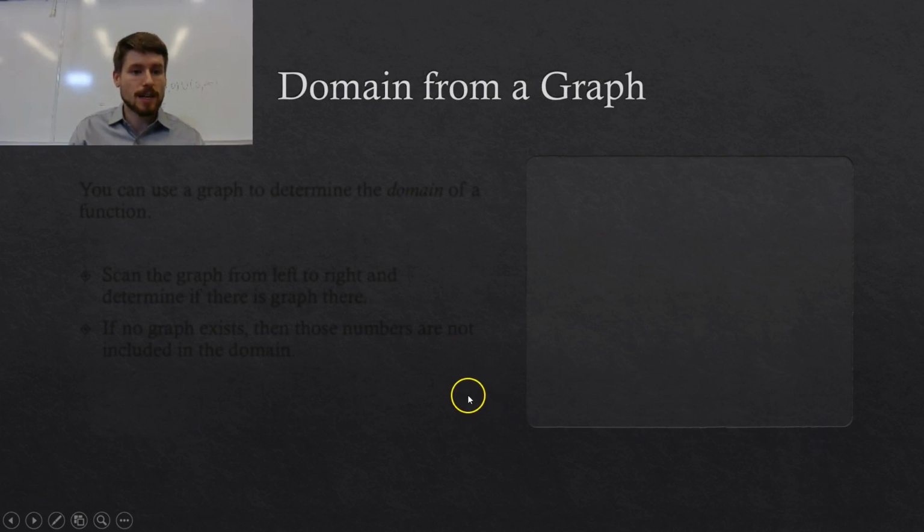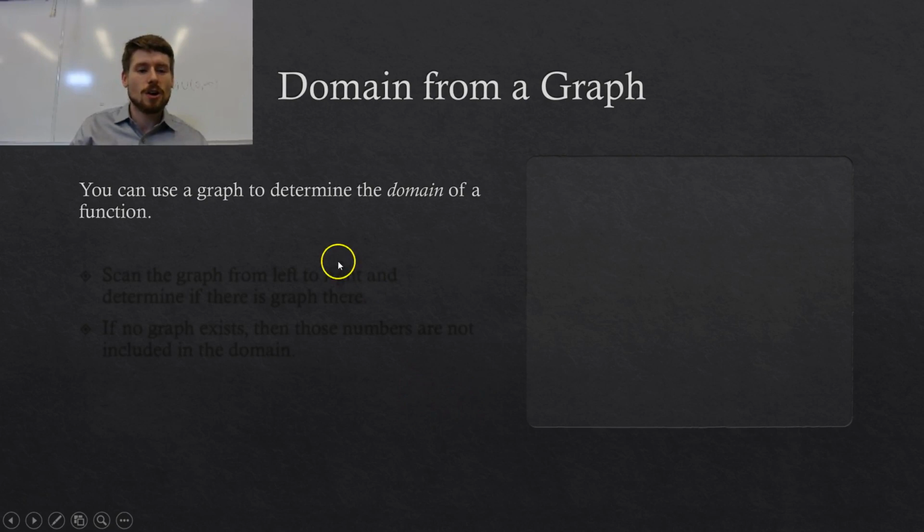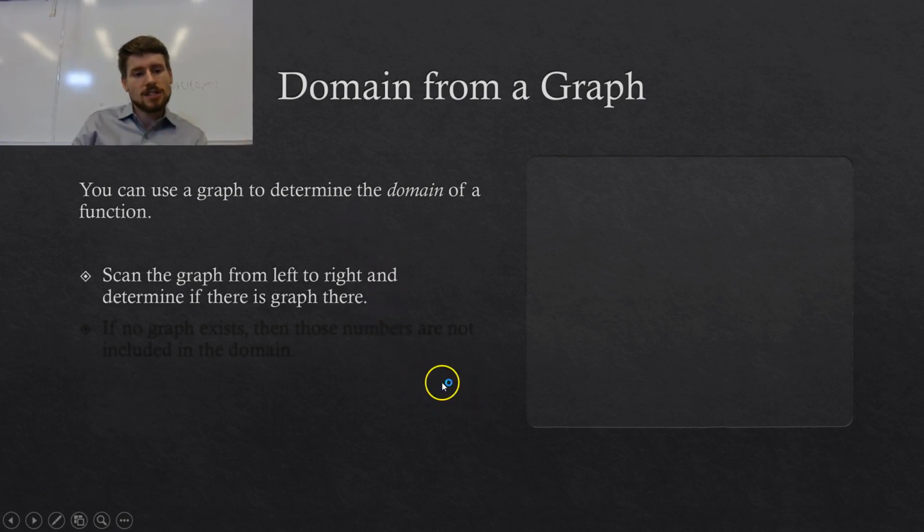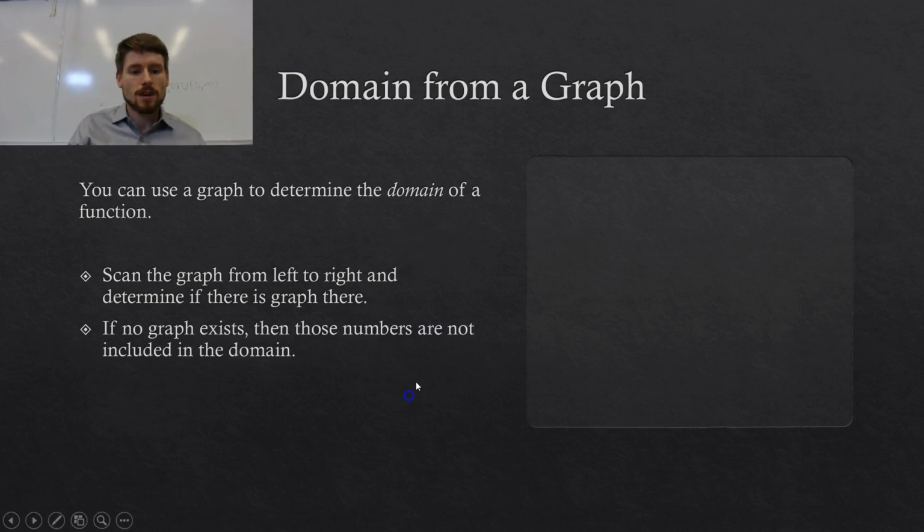I'm going to tell you how to get domain from a graph. So you can use the graph to determine the domain. Basically, what you want to do is scan the graph from left to right. So you're going to walk across the graph and see if there is a graph there. And if there is no graph as you're scanning, then those numbers are not included in the domain. So you're not going to have those numbers for your inputs.